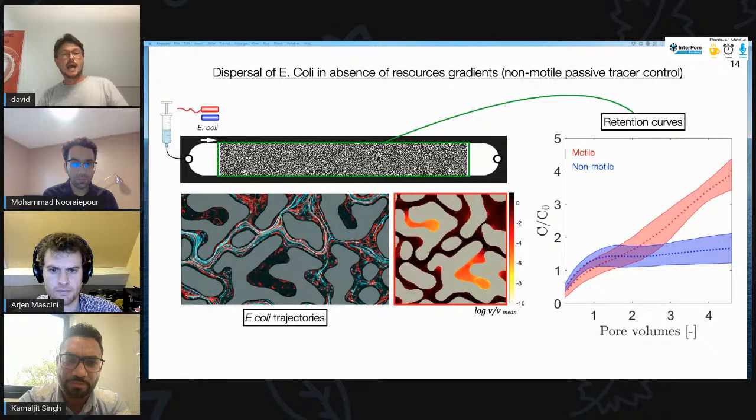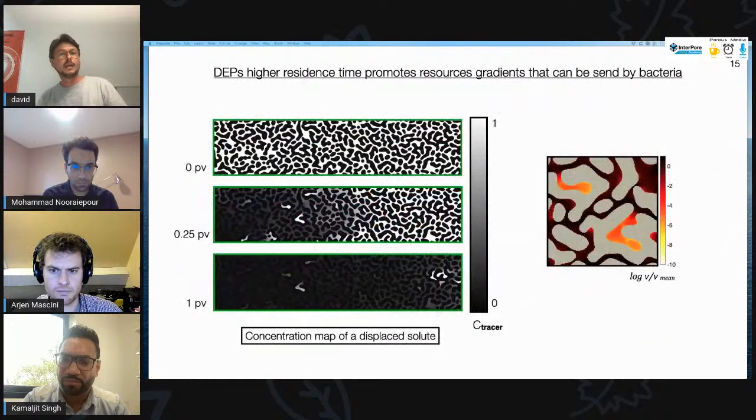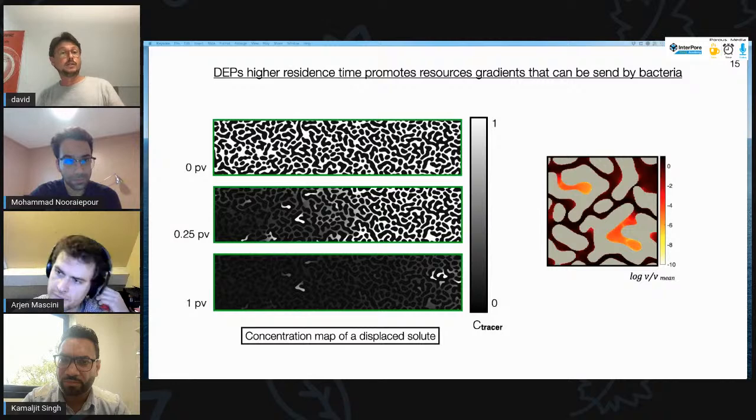So basically, the higher diffusivity of the motile cells allowed them to explore also the dead-end pores, and so increased their accumulation through the entire system. We know that flow heterogeneity can sustain chemical gradients that often can also be sensed by bacteria. So in the left panel, we see a concentration map of a tracer being washed out by another solution in this channel. And you can see the strong gradients of the tracer occurring in time in proximity of the dead-end pores, where of course the residence time is much higher.